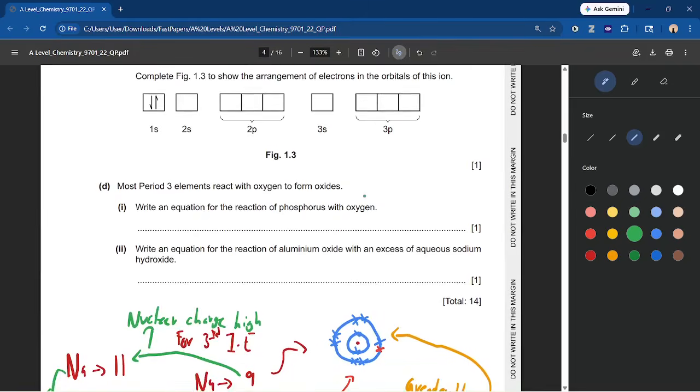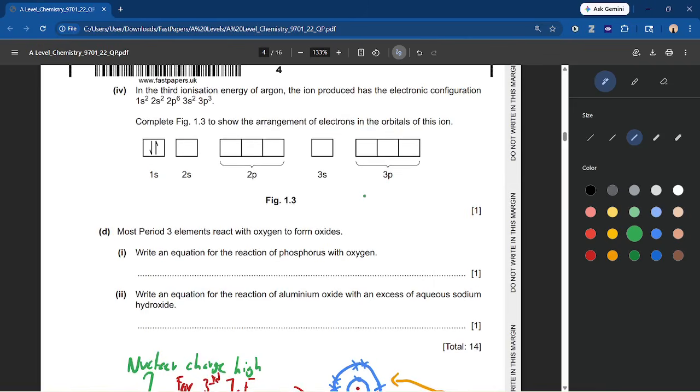Very fun question. All right, so let's move on to the next one. The third ionization energy of argon, the ion produced has the electronic configuration 1s2, 2s2, 2p6, 3s2, and 3p3. So complete figure 1.3 to show the arrangement of electrons in the orbitals of this ion. So again, very simple. You don't have to worry too much about this.